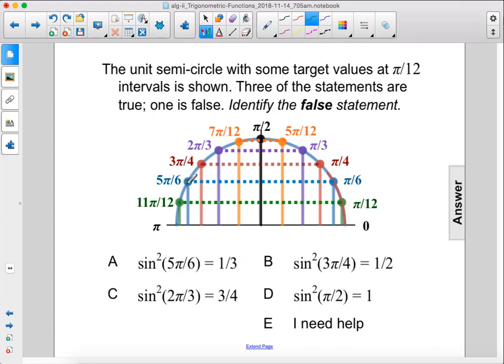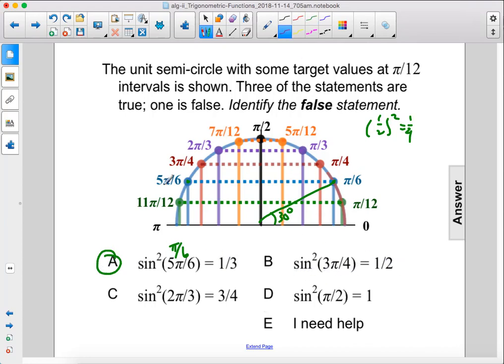5 pi over 6 has the same sine value as pi over 6. So, what is the sine of pi over 6? Well, pi over 6 is 30 degrees. And the sine of 30 degrees is 1/2. So sine squared would be 1 over 4 because 1/2 squared is 1/4, not 1/3. So this is the false statement. But let's go through all the other answers as well.